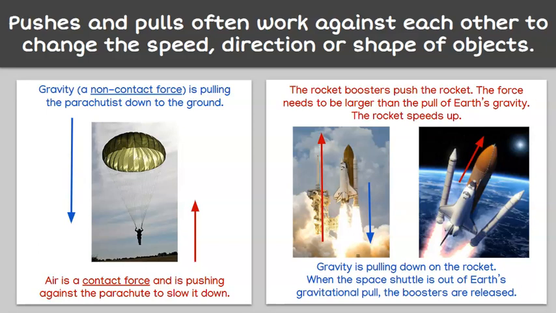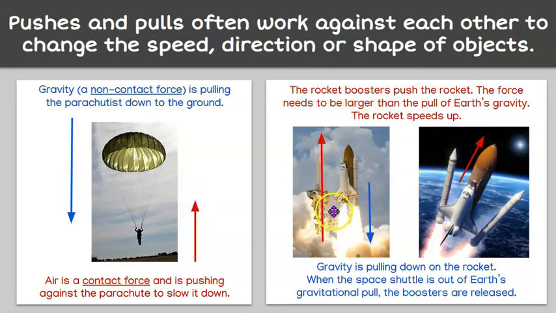Pushes and pulls often work against each other to change the speed, direction, or shape of objects. So in this parachute example, gravity, which is a non-contact force, is pulling the parachutist down to the ground in this direction. Air is a contact force, and it's pushing against the parachute to slow it down. Now you'll notice in this diagram that the gravity arrow is a long one and the air resistance arrow is a shorter one. That means that the gravity force is stronger than the air resistance force.